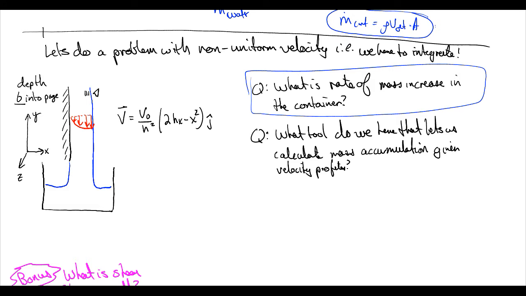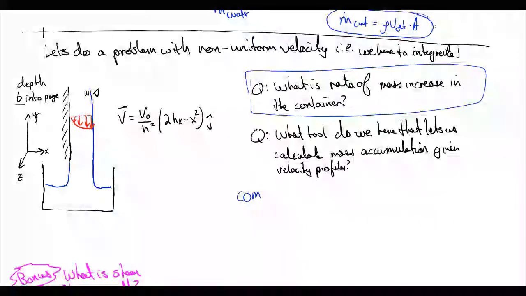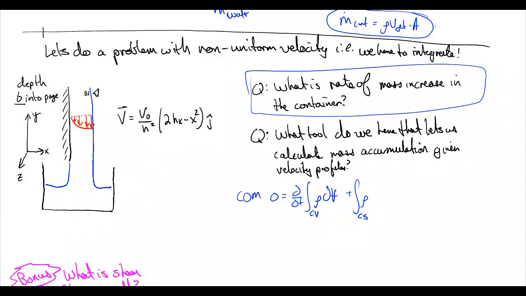Conservation of mass, COM, says that 0 is equal to d/dt of the integral over our control volume of rho dV. So we're integrating over our control volume the density and then taking the rate of change of that with time, plus the integral over our control surface of density times velocity dotted into the unit normal of the control surface, dA.